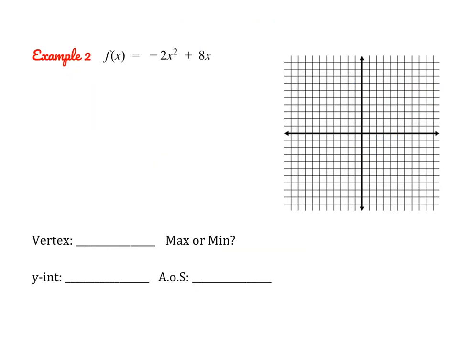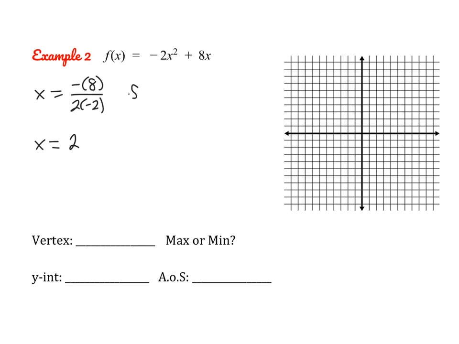All right, let's try another one together. Here we have f of x equals negative 2x squared plus 8x. Let's start by finding the x value of the vertex. We have to use that same formula: x equals negative b, which in this case is positive 8, divided by 2 times a, and a in this case is negative 2. So this gives us negative 8 divided by negative 4, which is positive 2. That's the x value of our vertex.